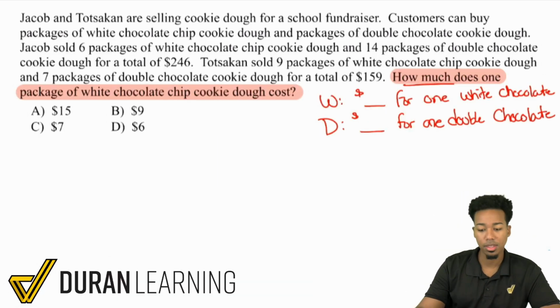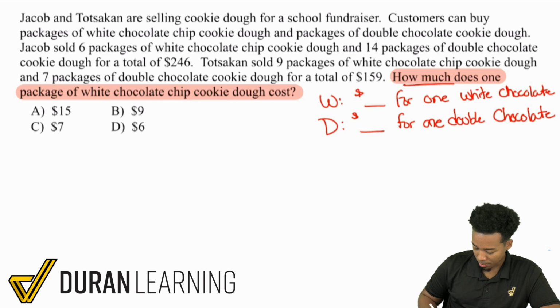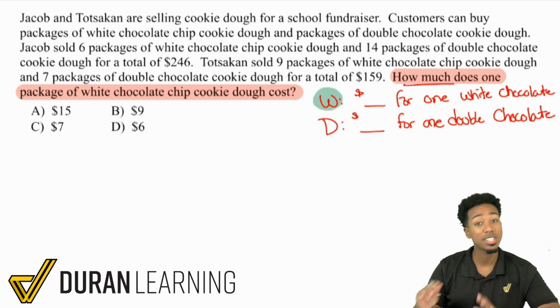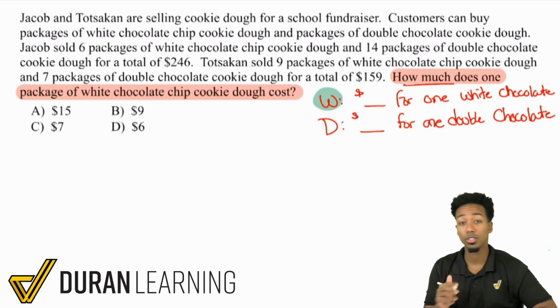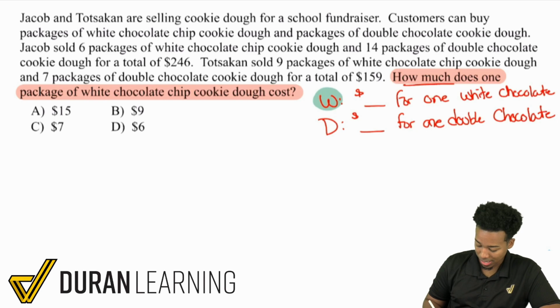And I write that right there. So I have W and I have D, but I need to continuously remind myself that I am looking for W. Just keep that in mind. I have 2 things that I don't know, but remember that you're looking for W. And so let's go ahead and set this up here.